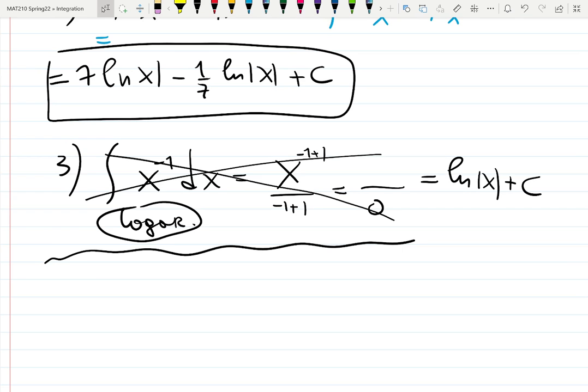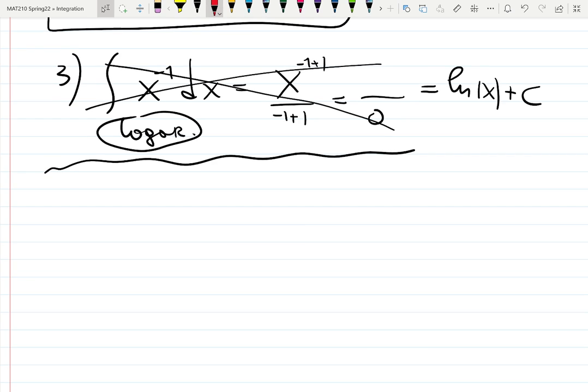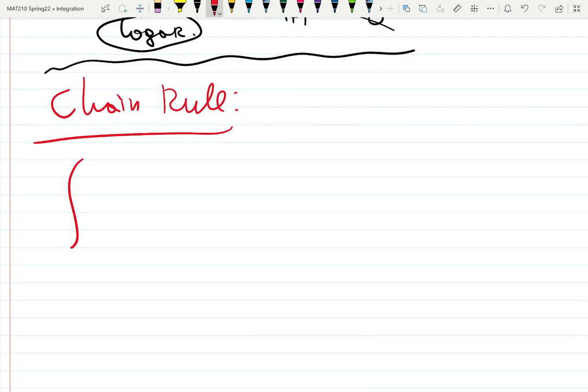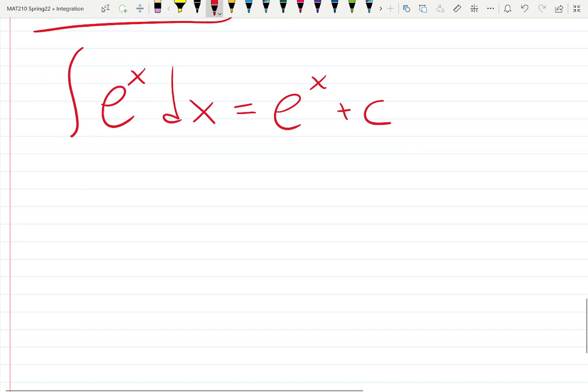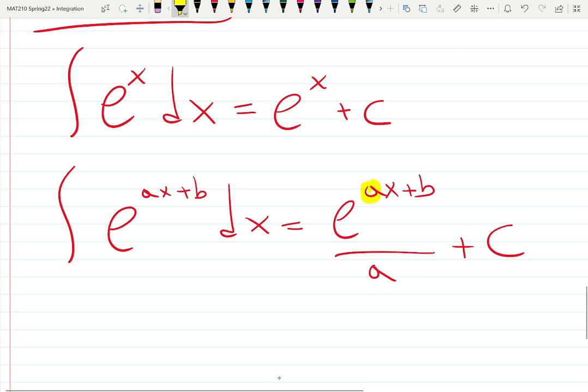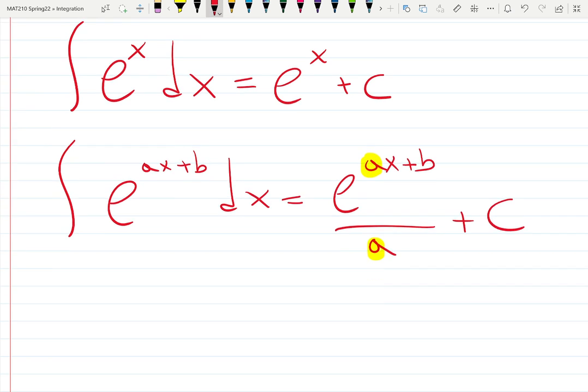This is what I wanted to show you. Now let's go to some chain rule stuff. Your favorite. Chain rule. And we had several shortcuts. What is the integral of e to the x dx? It is e to the x plus c. But the integral of e to the ax plus b: copy, divide by the leading coefficient. See, dividing by a. Those are my shortcuts.